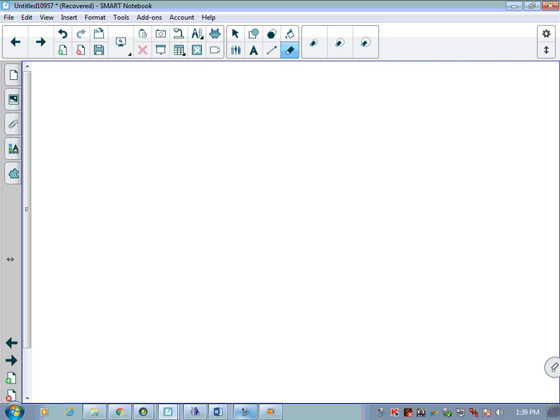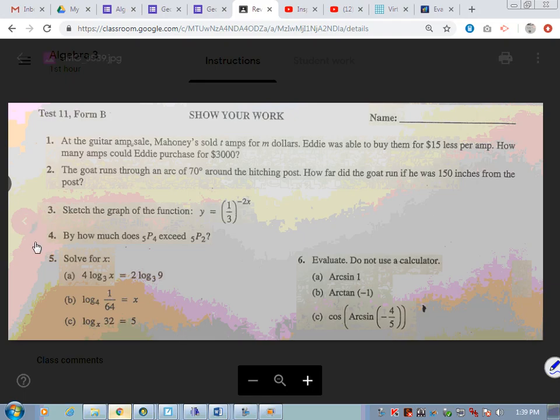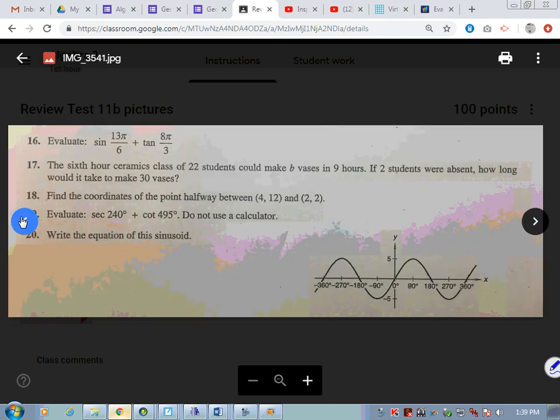Number 20, write the equation of the sinusoid. So I'm going to flip back over to the picture so you can see what I'm talking about on this. Let's see. All right, 20. Okay, so we're looking at this. Notice that it crosses through the origin. All right, so we're going to start off with y equals. Okay. Let's see. They're keeping this pretty simple.